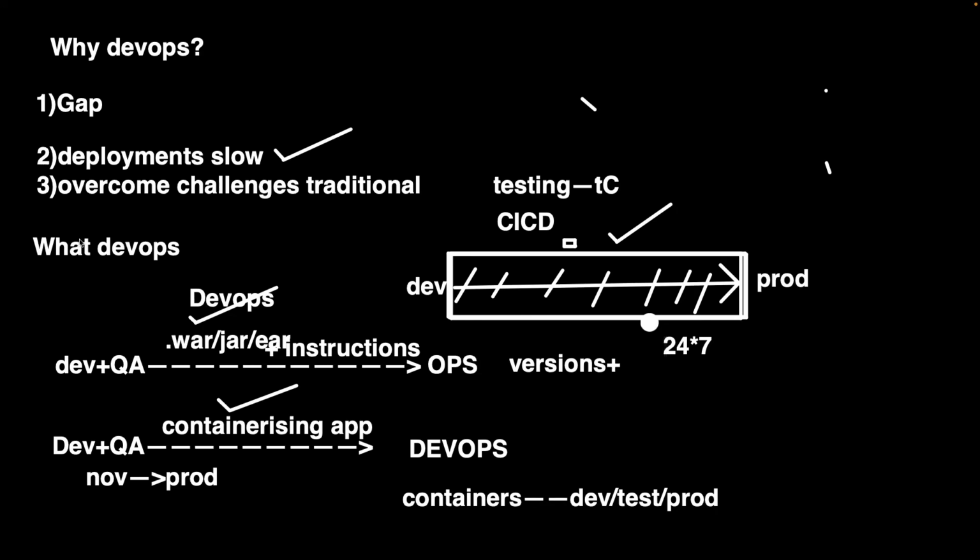So in this context, what is DevOps? DevOps is nothing but continuous development, continuous testing, along with continuous integration and continuous deployment. Deployments are also automated, and there is continuous monitoring. This is what DevOps is. So, okay, how does it eliminate the gap?